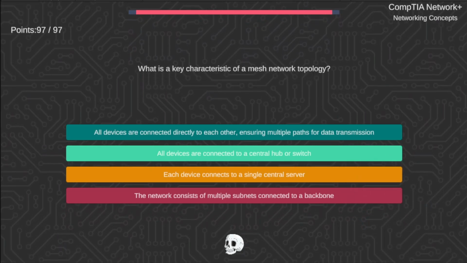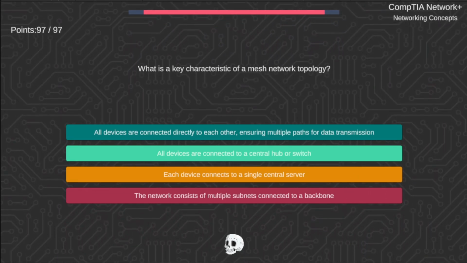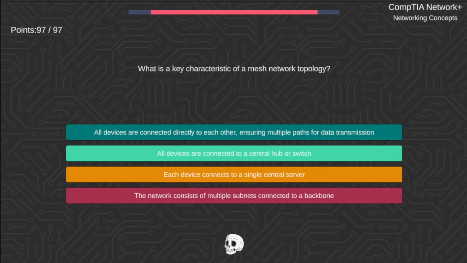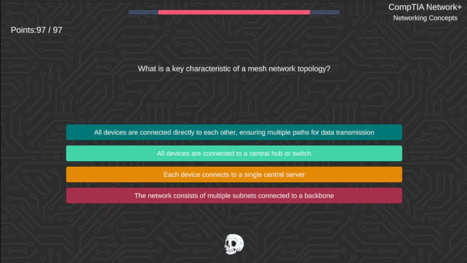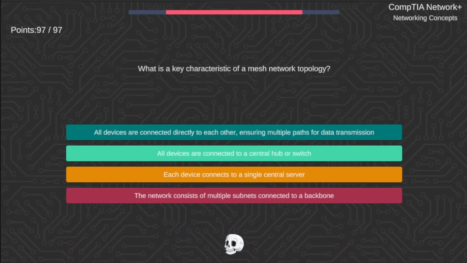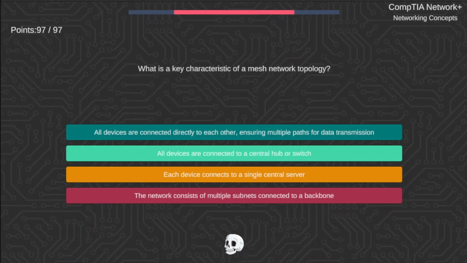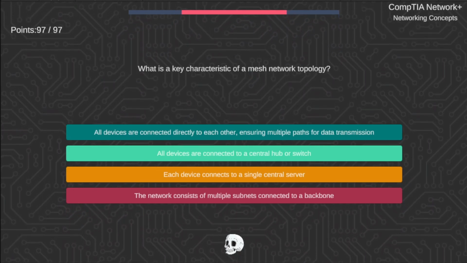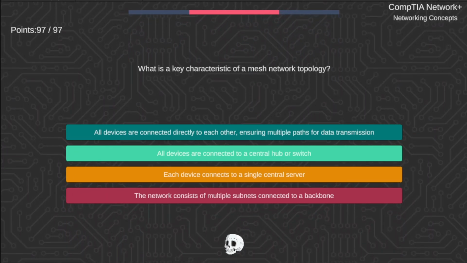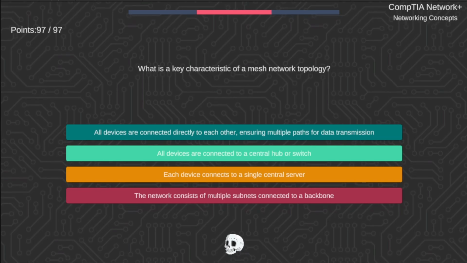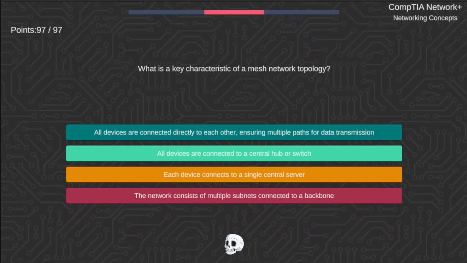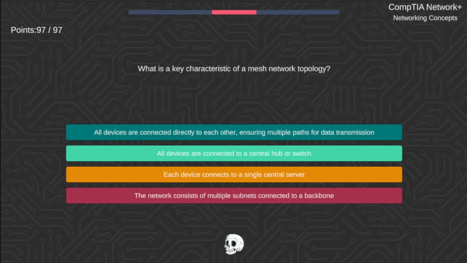What is a key characteristic of a mesh network topology? All devices are connected directly to each other, ensuring multiple paths for data transmission. All devices are connected to a central hub or switch. Each device connects to a single central server, or the network consists of multiple subnets connected to a backbone. A key characteristic of a mesh network topology.